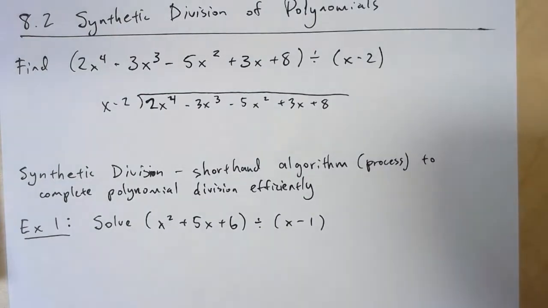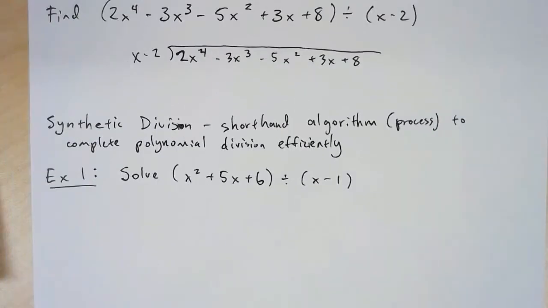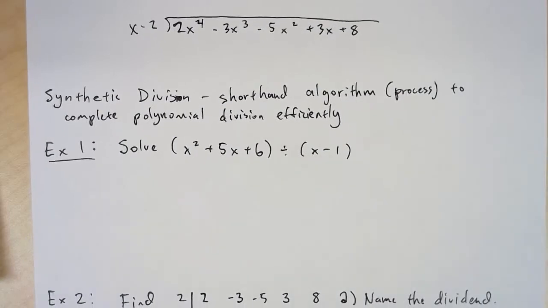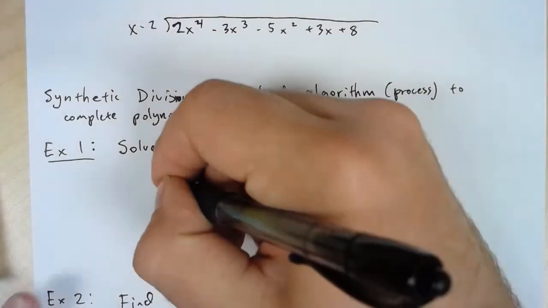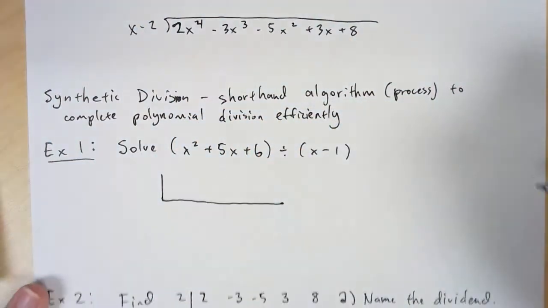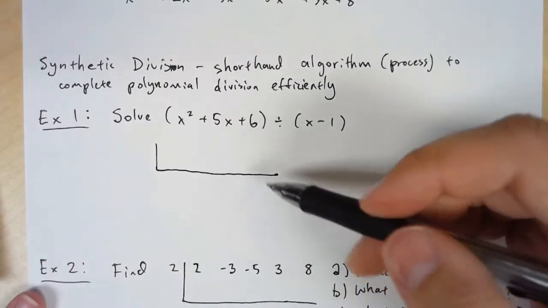So, first problem. I'm just going to run through the process one time. We'll do a little bit of notes in there, and we'll just do it a couple more times. So we're asked to solve x squared plus 5x plus 6 divided by x minus 1. This is a problem that you totally could do with long division, but we don't need to. We have this new process we're going to learn. So here's what we do. The first thing we do is draw an upside down division symbol.